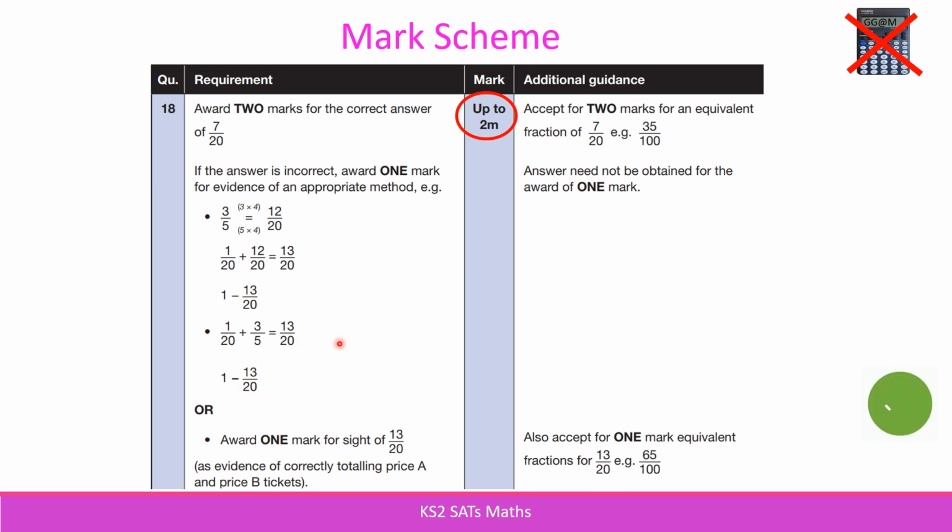So make sure you know that you're showing your working out to be able to get the 2 marks for the exam, and you don't lose a mark because you didn't show your working. If you get the answer correct, you would still get 2 marks.